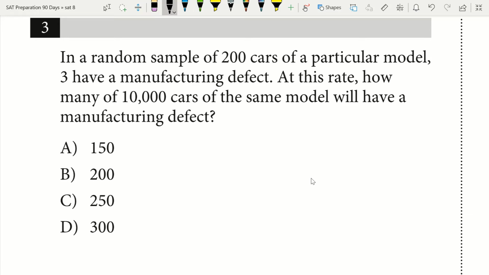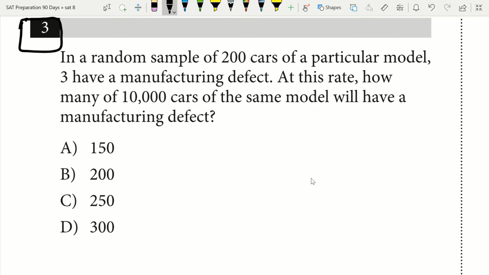Today I have an SAT math tip and trick for you that deals with setting up ratios. The way that you set up a ratio can really help you save time if you know how to set it up correctly. For this tip, I'm going to illustrate it through question 3 from SAT practice test 8, the math with calculator section.